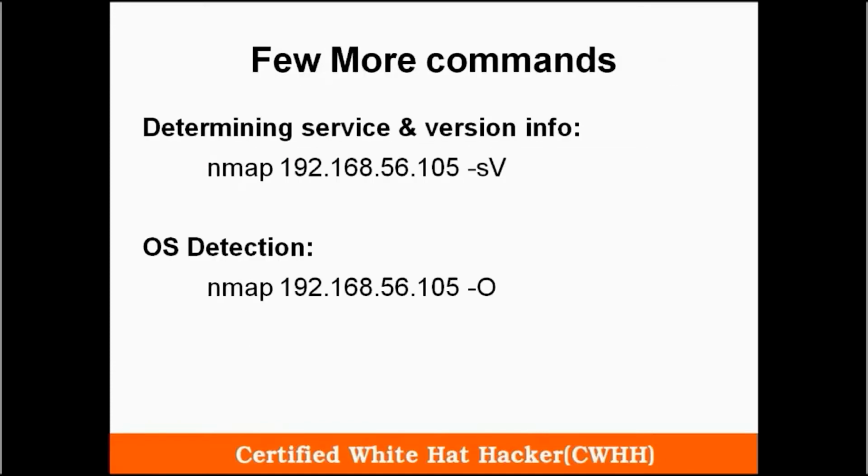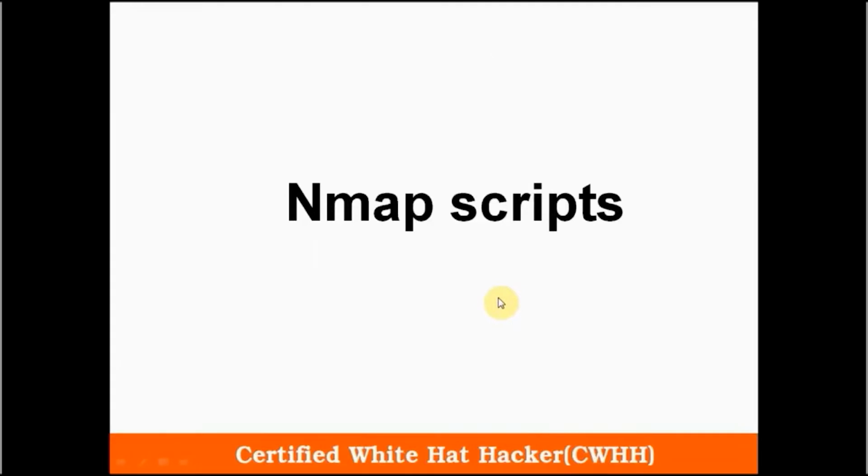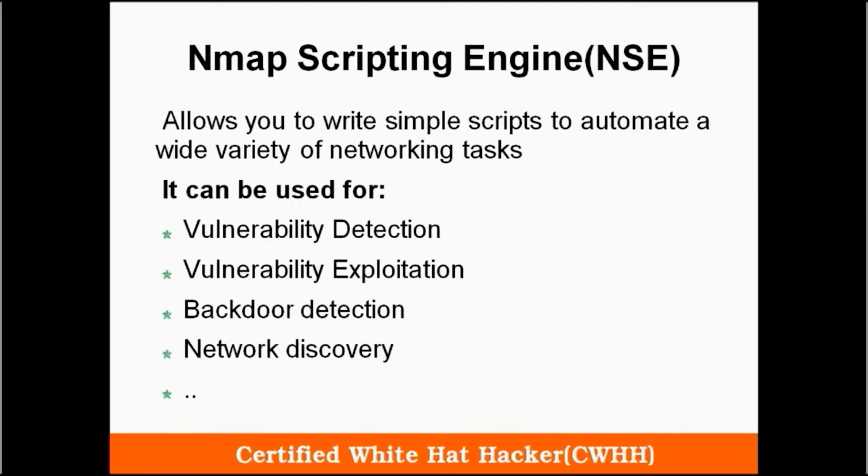So there are a few more commands. If you want to find the services and the version information, then you give nmap space IP address space -sV, and to find the operating system of a target, then you give nmap space IP address space -O. So let's look at nmap scripts.